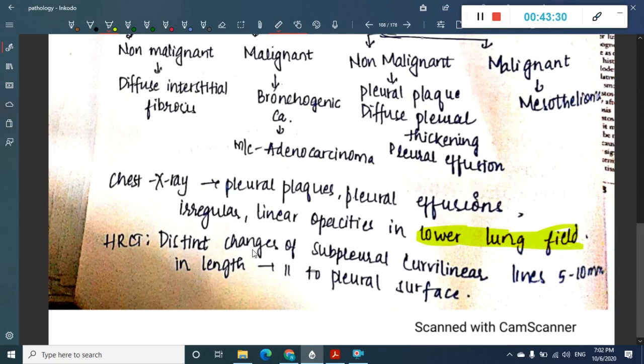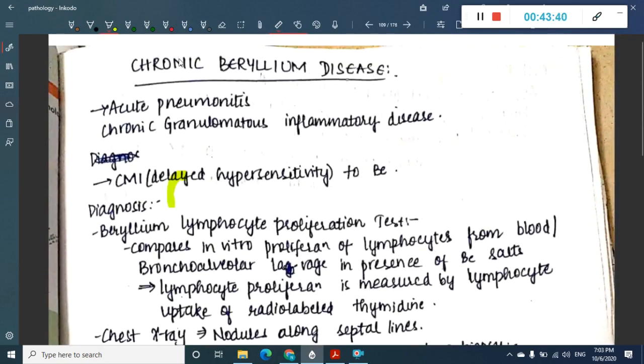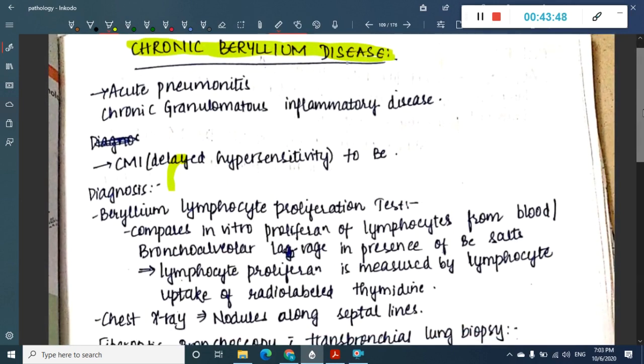Then if you see HRCT, in the HRCT you see subpleural curvilinear lines. Okay, next, you have one more occupational disease which is called chronic beryllium disease. So what are we going to see in chronic beryllium disease? This chronic beryllium disease is also an acute pneumonitis or chronic granulomatous disease.